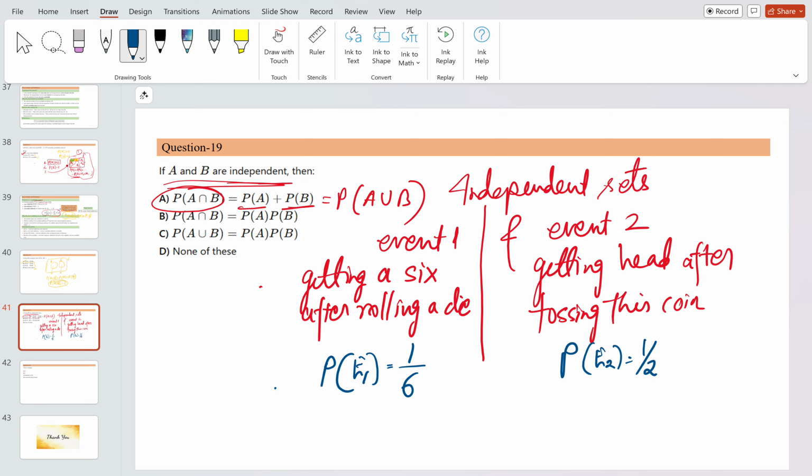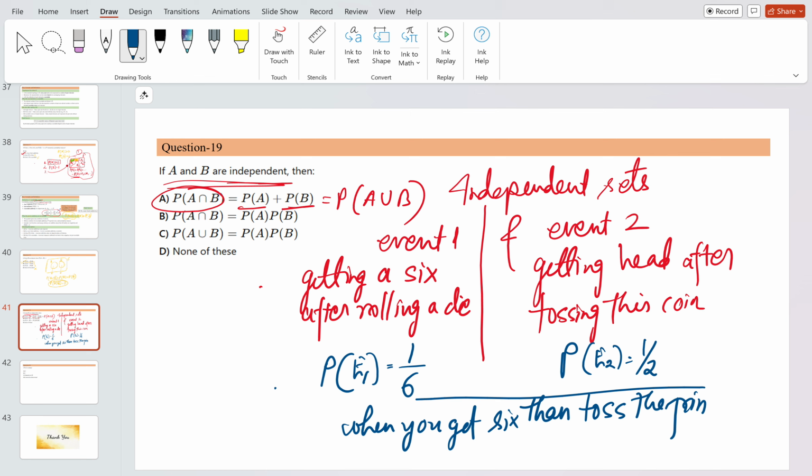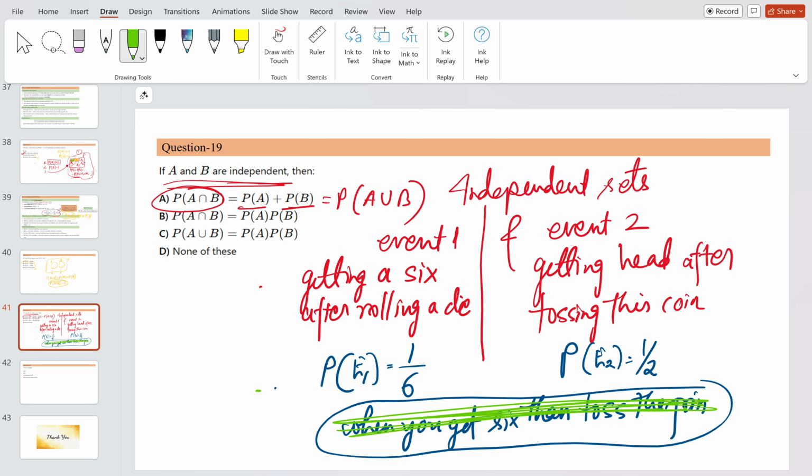Okay, when you see event 1 and event 2, the occurrence of event 1 is independent of the occurrence of event 2, and both are happening separately. Here we are not saying that when you get 6, then you toss the coin. That would mean both events are dependent on each other, but here it is independent. We are not saying that when you toss a coin then roll the die, or when you roll a die then toss the coin. Both events are actually independent.